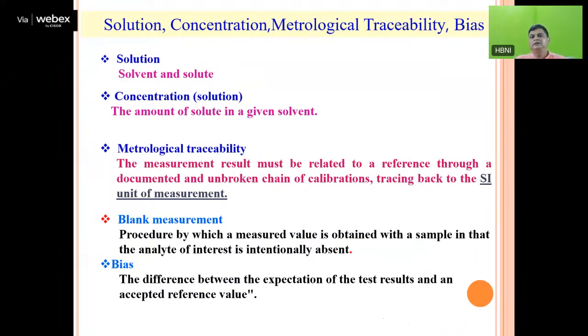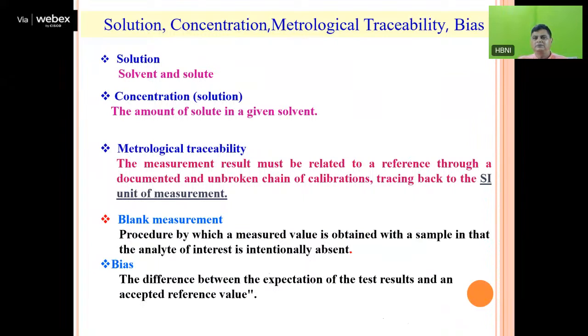Then comes the blank measurement. Blank measurement is again a very important term. If you are doing any kind of determination, the analyte should not come in through your processing, because while processing the sample we are mixing many chemicals during the course of analysis. So what we do is carry out a blank measurement. In a blank measurement, everything except the sample is there, and all these steps are taken into consideration.